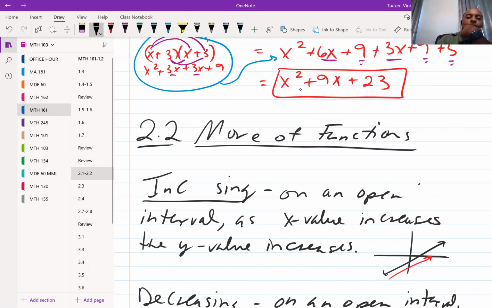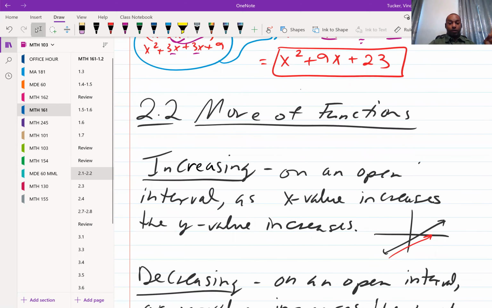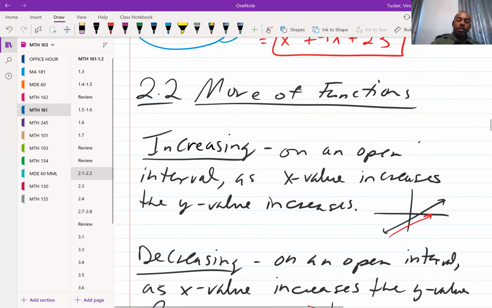All right, so we're looking at more on functions. On an open interval, as x increases, y increases. So you're going from left to right. You always follow your graph from left to right. As you're going to the right, if you're going up, then it's considered increasing. And that's what I'm showing right here. If it's going up, it's increasing. If you're going from left to right, if it's going down, then that's decreasing.